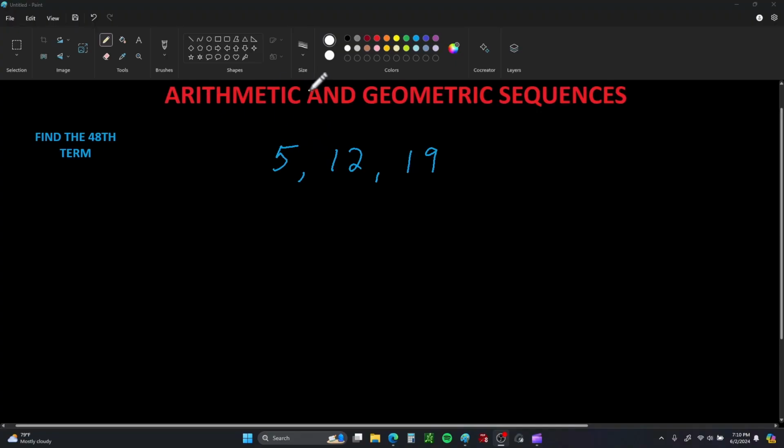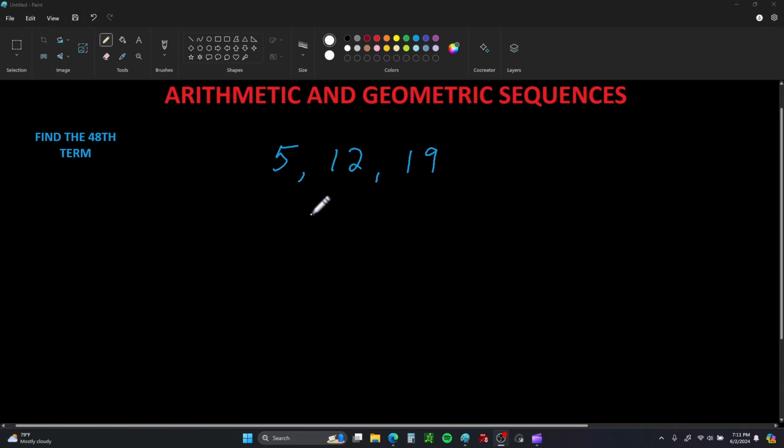The first thing that we need to do if we're going to find an arithmetic or geometric sequence is to determine, from the first three terms given to us, if we're adding or multiplying by something to get the terms. So first we do a test to see if it's arithmetic.